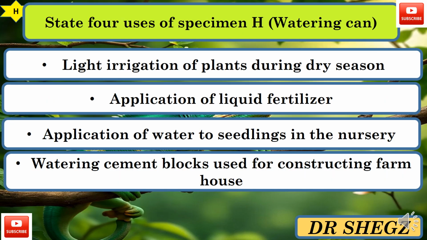State 4 uses of specimen H, which is the watering can. For light irrigation of plants during dry season, application of liquid fertilizer, application of water to seedlings in a nursery, watering cement blocks used for constructing farmhouse.